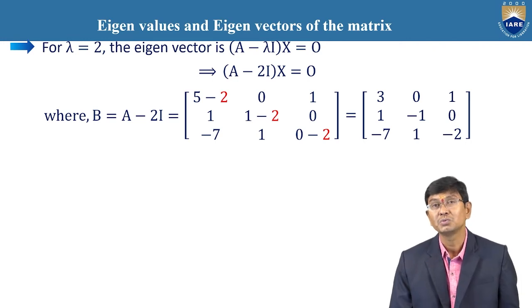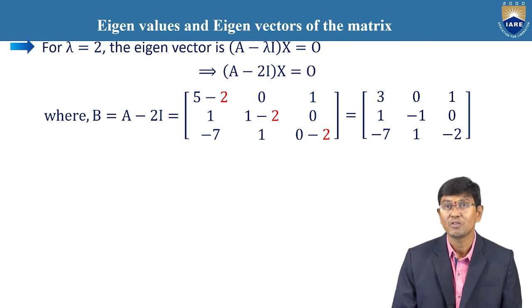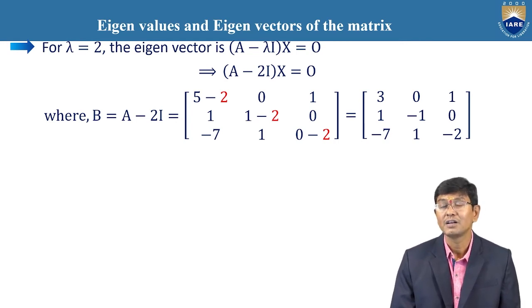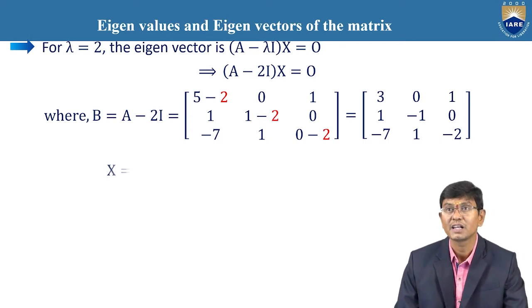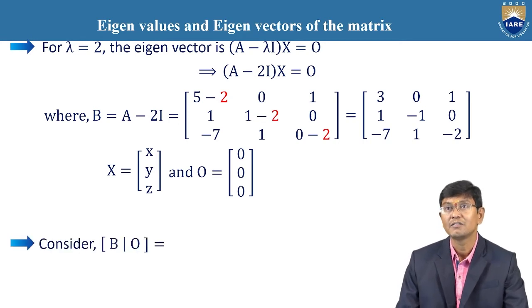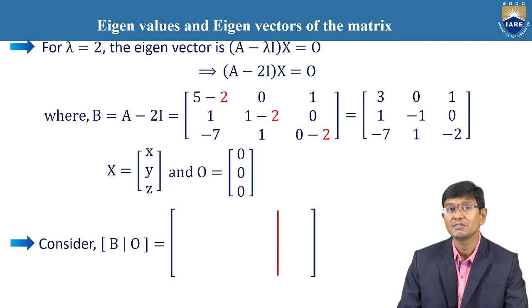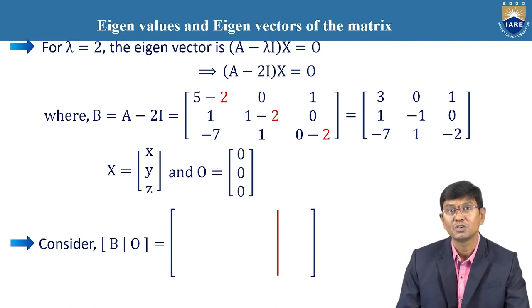By solving, A minus 2I is equal to: the first row is 5 minus 2, 0, 1. The second row is 1, 1 minus 2, 0. The third row is minus 7, 1, 0 minus 2. And after simplification, the matrix is clearly 3, 0, 1; 1, minus 1, 0; minus 7, 1, minus 2. And again, we assume that x is a non-zero vector, that is x, y, z, three values. And 0 is the column vector 0, 0, 0.